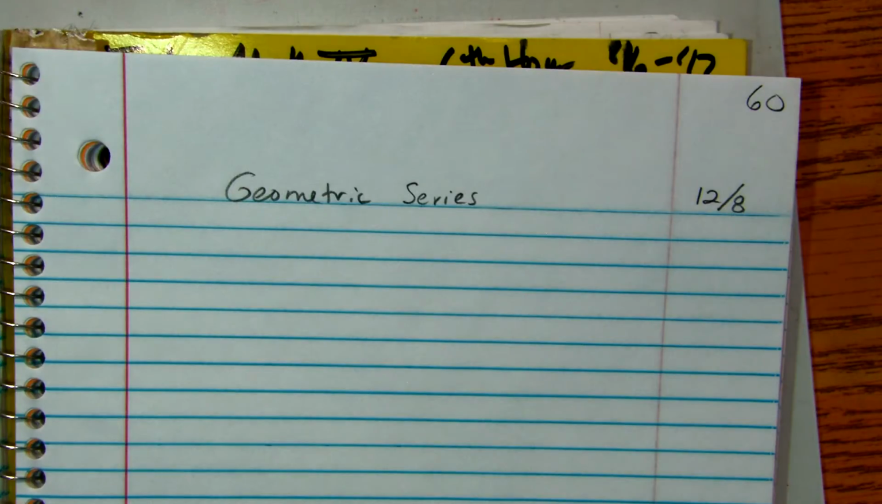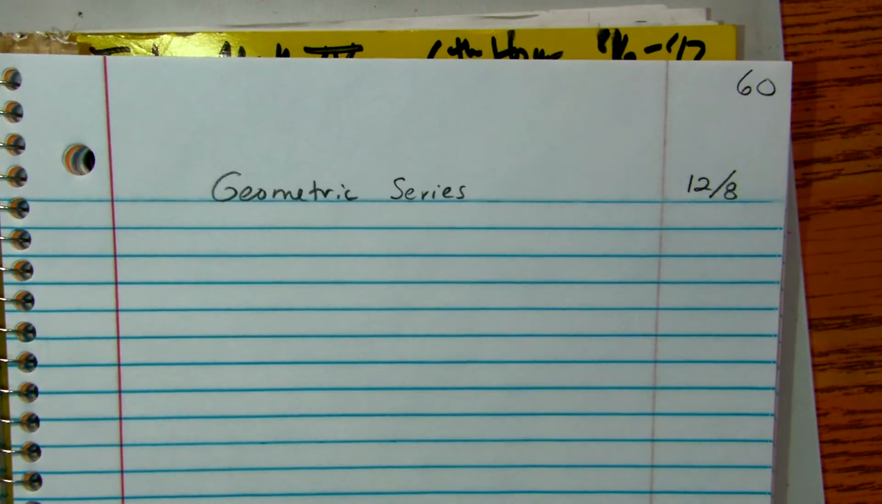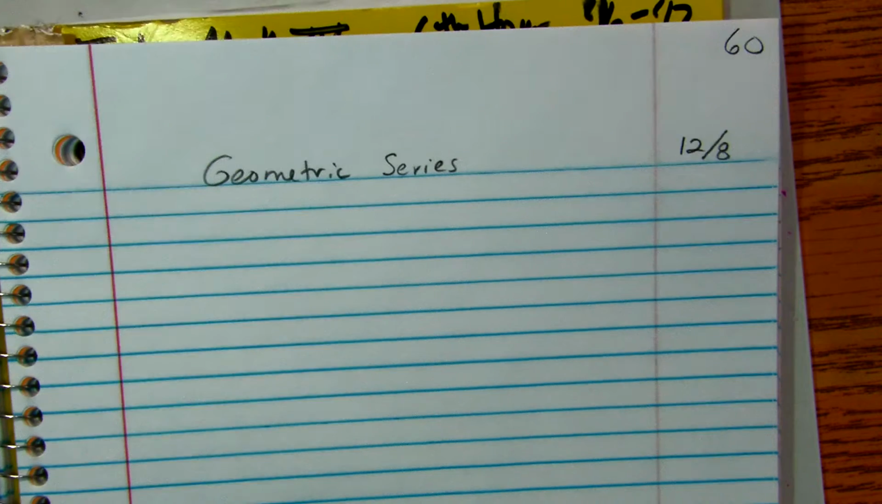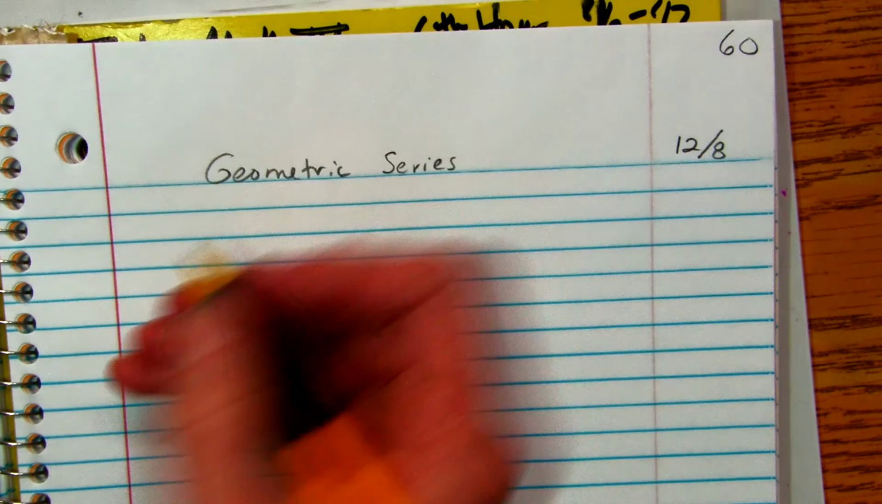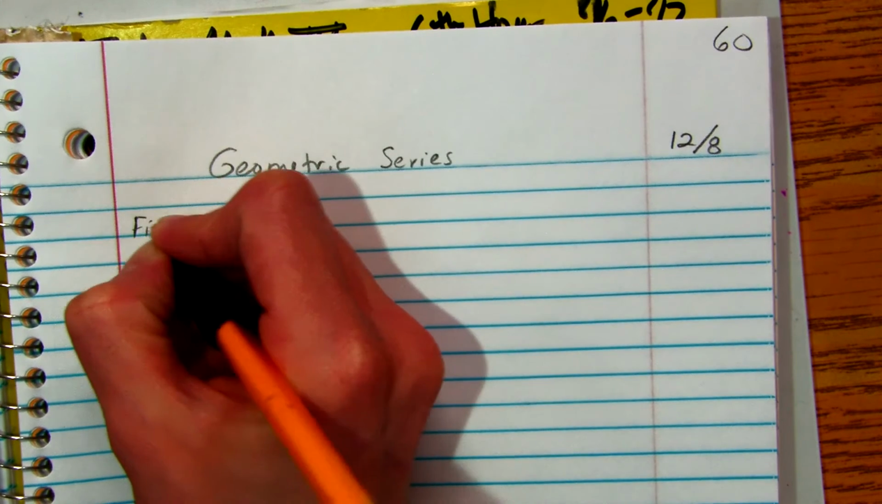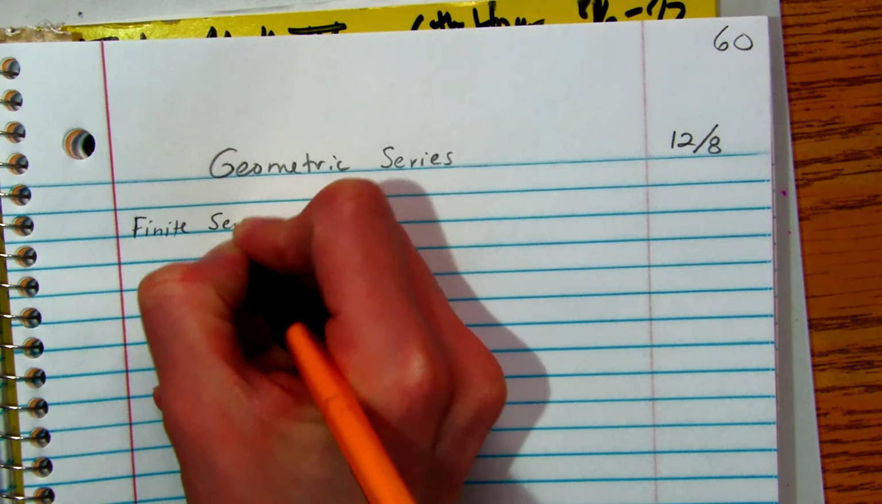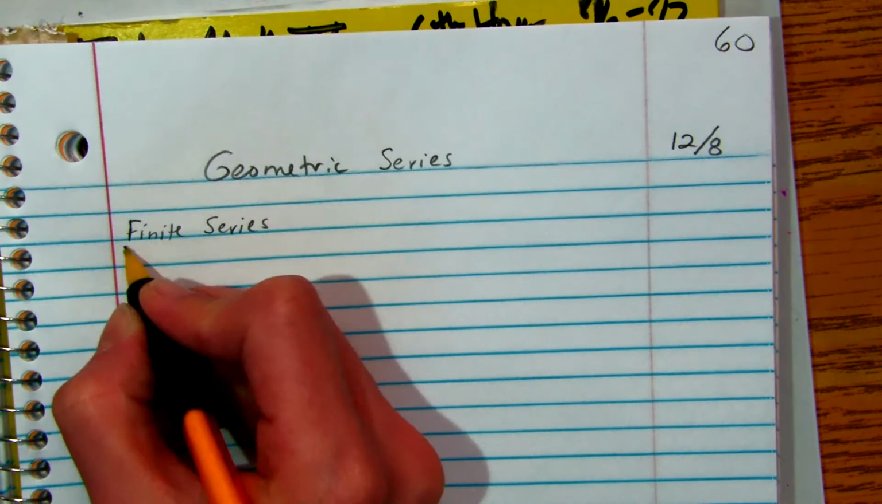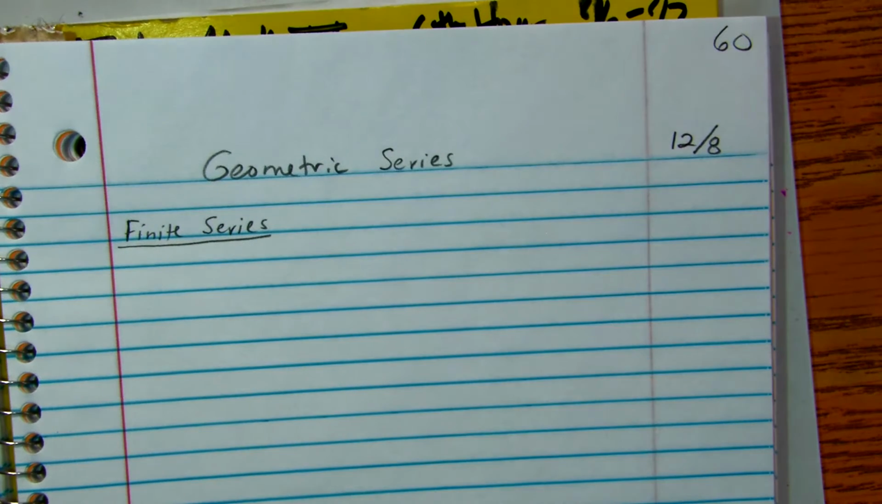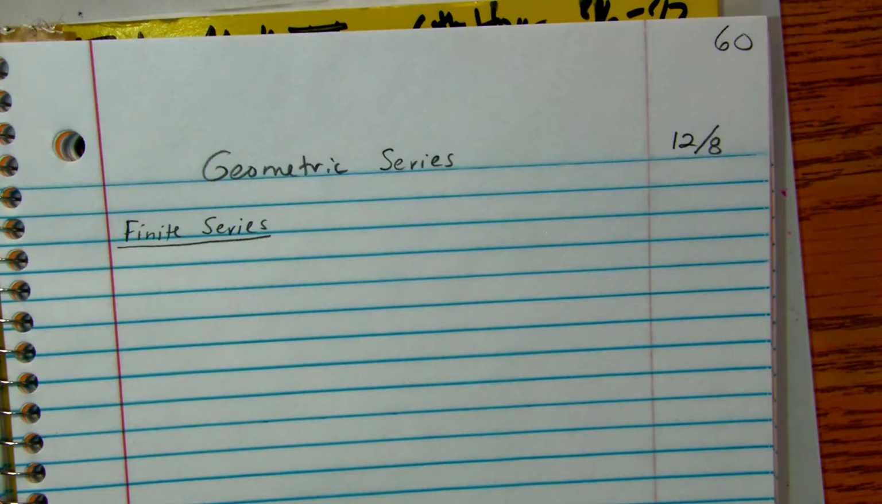Okay, we're going to look at geometric series today, a couple of different types. At the very top of our paper, we're going to talk about finite series. So this is finite geometric series. So we're looking at the terms of a geometric sequence where we're multiplying, and we'll use the formula.